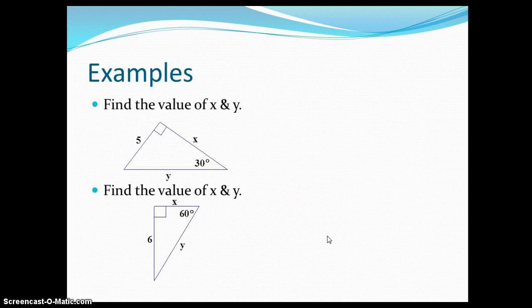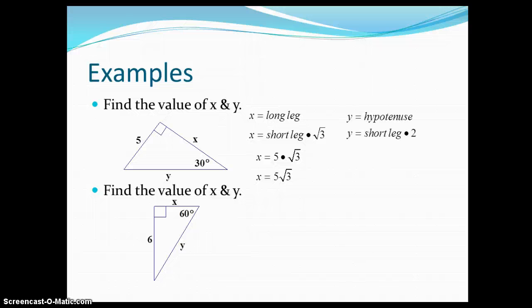So let's look at this in terms of numbers now. So we're going to look at the values of x and y. And again, we can find these even though we only have one side and an angle. 5 is going to be our shorter side because it's across from the 30. That makes x the long leg, which means x is the shorter leg times square root of 3, or 5 times square root of 3, 5 square root of 3. Y is the hypotenuse. So y is the shorter leg times 2, or 5 times 2, which is 10. So x is 5 square root of 3, y is 10.